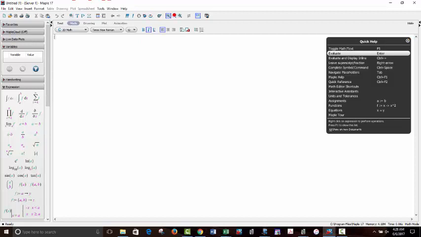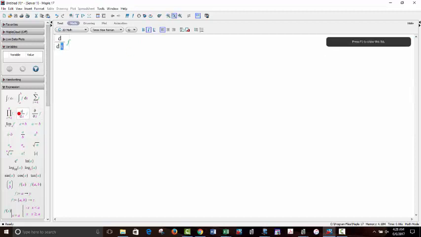All right, let's see. d/dx of, I'll put this in parentheses, x raised to the 3rd, and then I'll now raise that to sine of x, and see what we get.